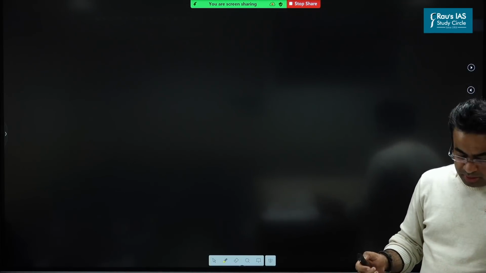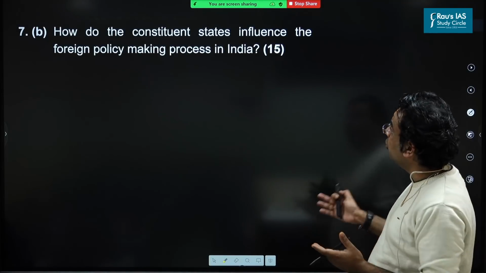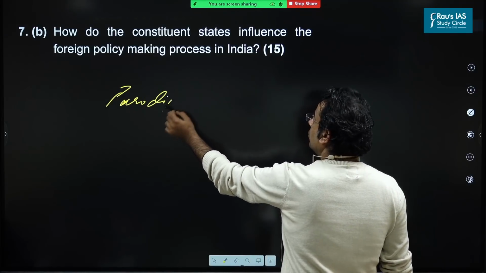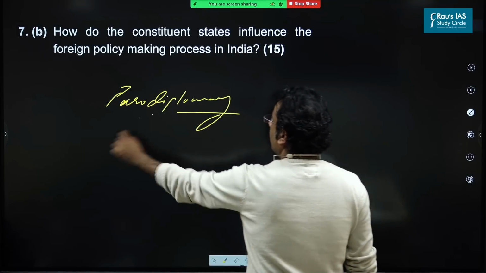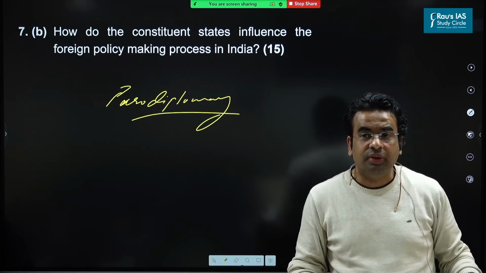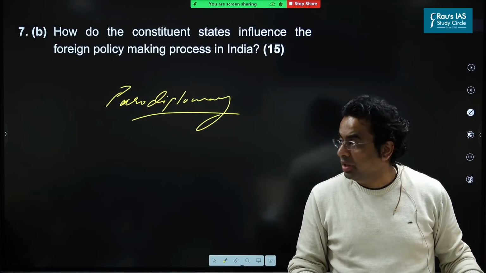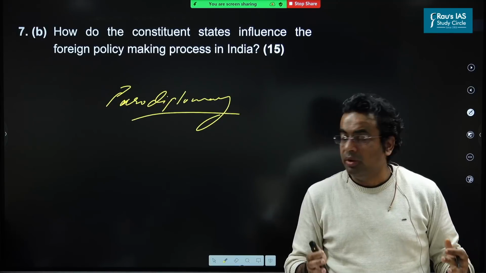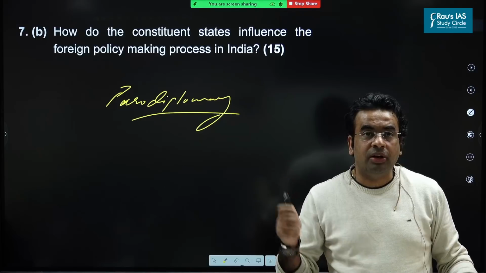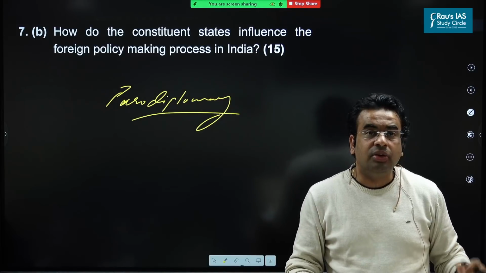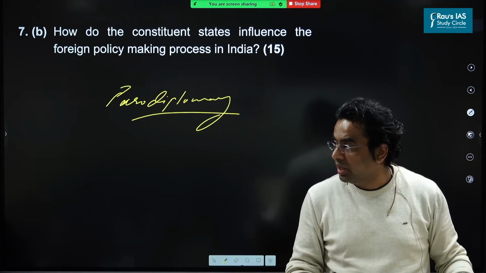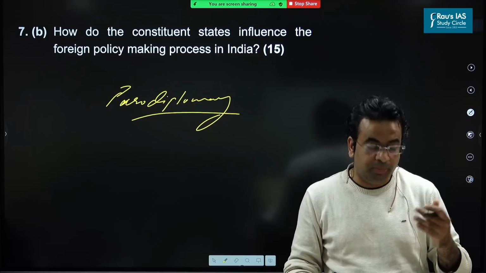So next is a very interesting question: how do constituent states influence foreign policy? A direct question on para-diplomacy. Refer to the PDF to know more about para-diplomacy. Role of states in influencing foreign policy: though we always say states should not be the criteria in determining foreign policy, because foreign policy is to serve national interest and region can't be the criteria to influence the policy, para-diplomacy has gained a lot of ground, especially under this government, because the present PM himself was the CM for so many years. So he always wanted that states should have a say. So para-diplomacy has gained ground.